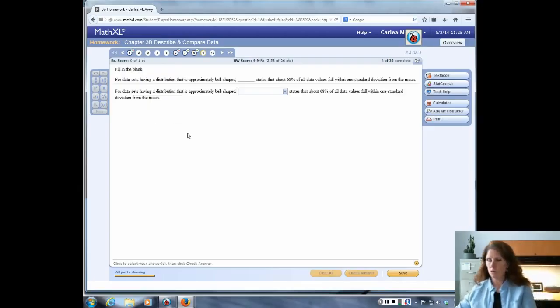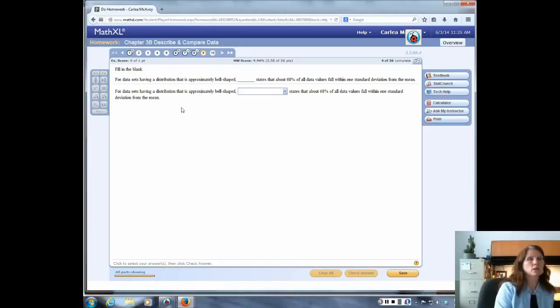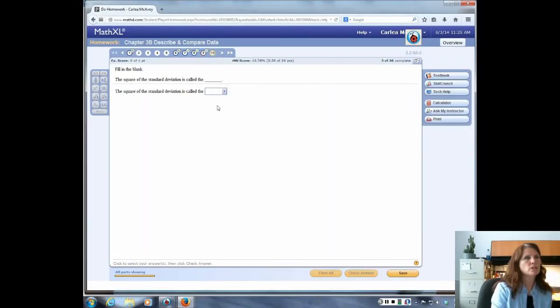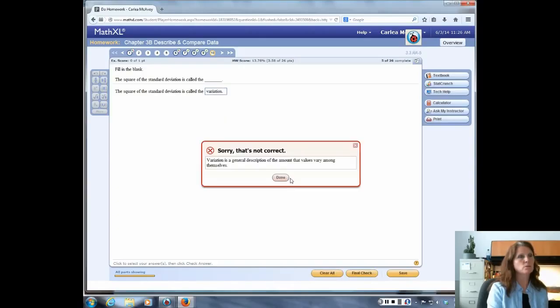Okay, so let's see. For data sets having a distribution that is approximately bell-shaped, what states that 68% of all the data values fall within one standard deviation of the mean? Well, we just did that, and that was the empirical rule. That was the one where I messed up the middle number, which is 95. So it's the empirical rule, the 68 and then 95. The square of the standard deviation is called variance. We've been doing that repeatedly.